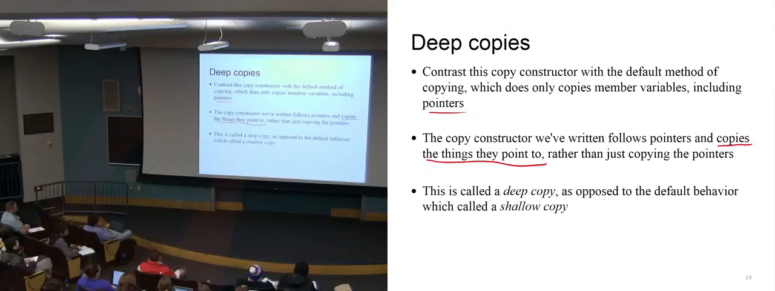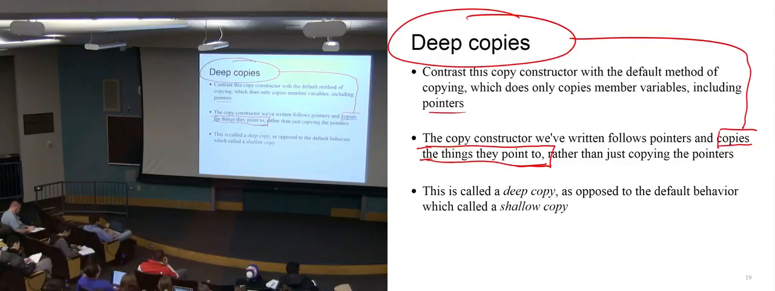This is another thing to put on your cheat sheet right here. Deep copies copy the things the pointers point to. That's different than the default behavior, which we saw in the intro to this lecture, the first few slides. That was called a shallow copy. In a shallow copy, you copy the address. In a deep copy, you copy the thing the pointer points to.